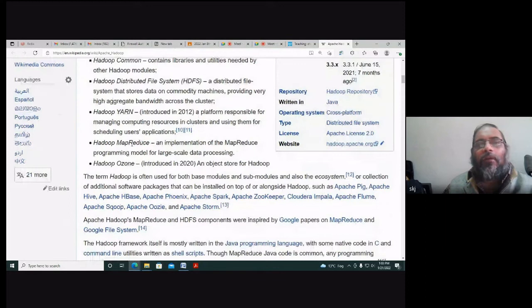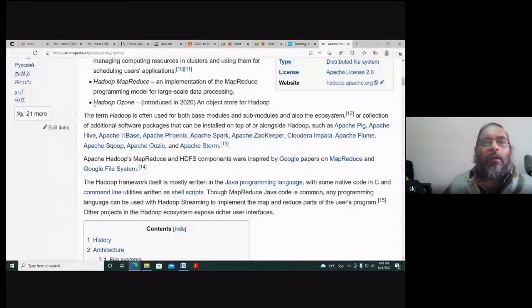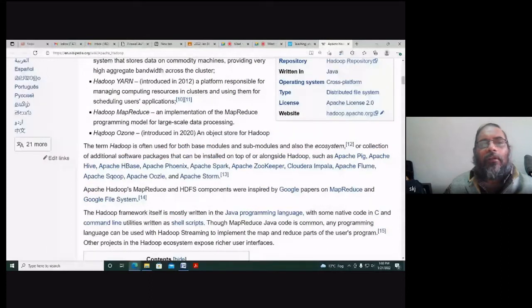Hadoop YARN is a scheduler. It was introduced in 2012, a platform responsible for managing computing resources in the cluster and using them for scheduling users' applications. Hadoop MapReduce, an implementation of the MapReduce programming model for large-scale data processing, and Hadoop Ozone, an object store for Hadoop. I am also reading it for the first time. It was introduced in 2020. That's why I told you this is a good source, Wikipedia.